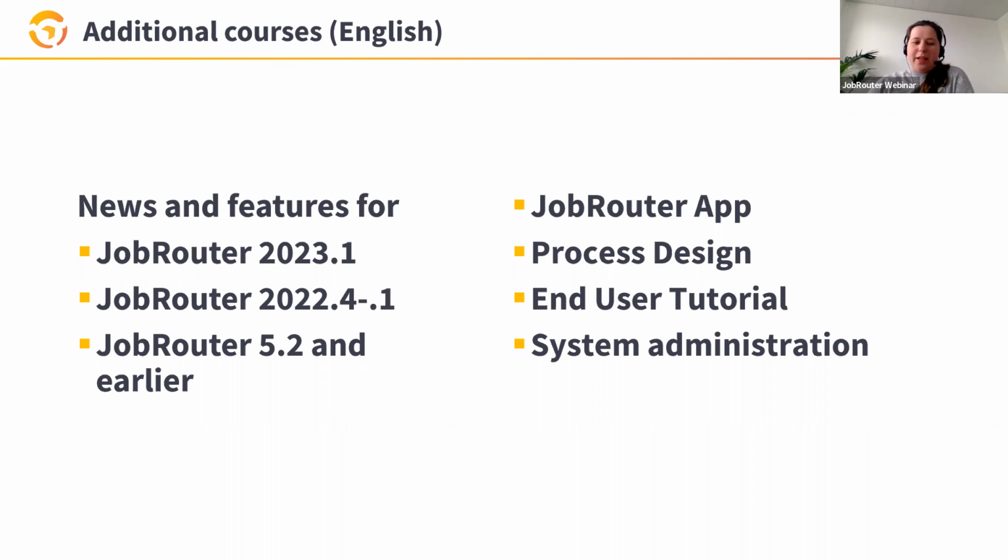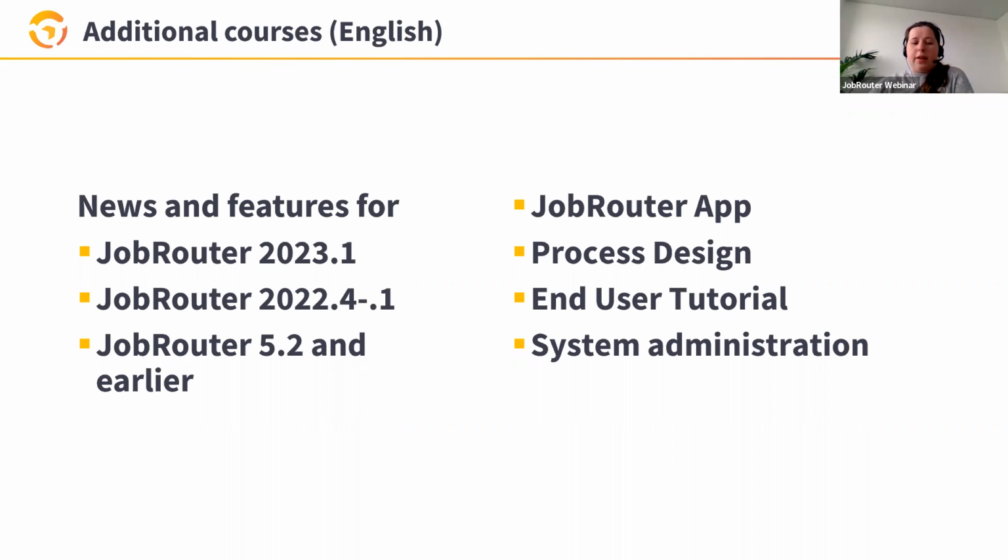As you probably know, we have new versions of JobRouter 4 times per year. For example, at the beginning of this month, we have a new version, JobRouter 2023.1, and we already have a course on it, so you can check in Academy, if you already have access to it, which changes were done, which new features we have for users, how to use that, and all the important information on that.